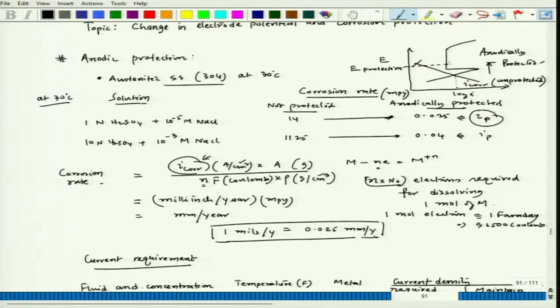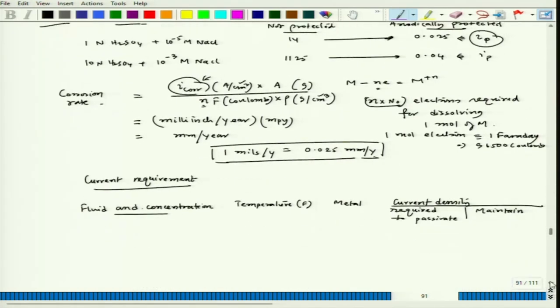So we have to maintain that particular metal within this zone. Within this zone, if we maintain, then definitely we can get a very low current density.